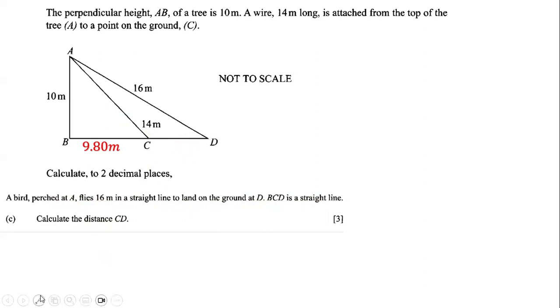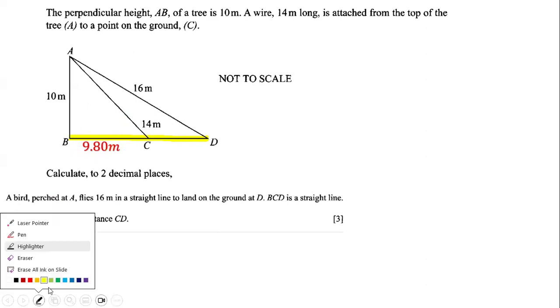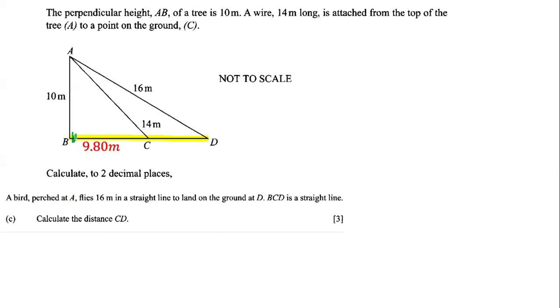Now, in order to answer this question, this is how we're going to do it. We are going to find out the length of BD. Once we figure out the length of BD, we are going to subtract the length BC from it. We're going to subtract this length BC, which is 9.8. And when we remove that 9.8, we'll be left with simply CD. So that's the idea: we find the entire length of BD, and then subtract BC, 9.8.